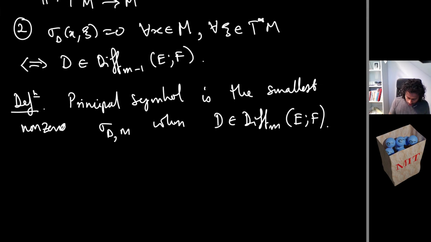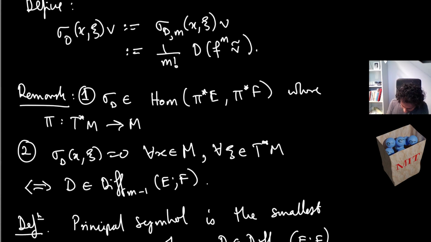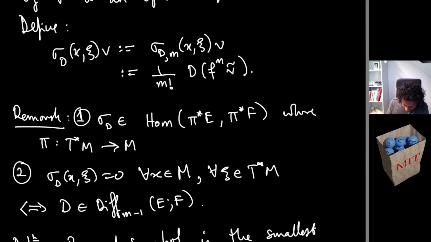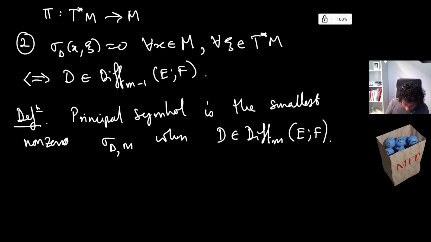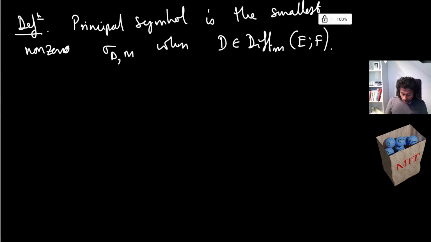Okay, but maybe I should say that at the end of the day, you can see that if I fix a point x and a covector psi, this is going to be a map from the fiber E of x to F of x. Okay, so that's the thick and thin of it. All right.